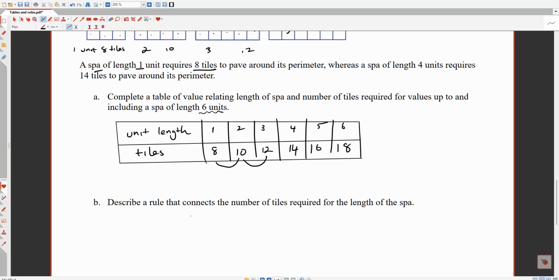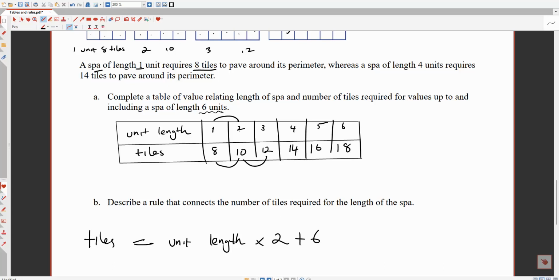Alright, now we're going to describe a rule that connects the number of tiles required for the length of the spa. So we're going to say that tiles is equal to, or the same as... Now remember, as this goes up by 1, this goes up by 2. So that's going to be the unit length times 2. We double the unit length. Now, if we do that, 1 times 2 is 2. Now we've got to work out how many we need to add to get to 8. And I think the answer is 6.